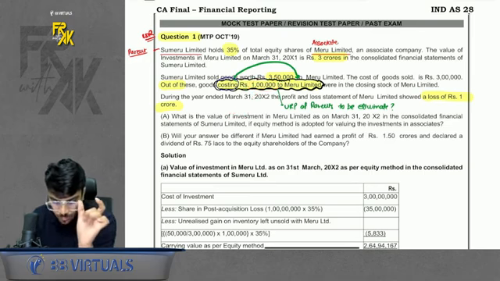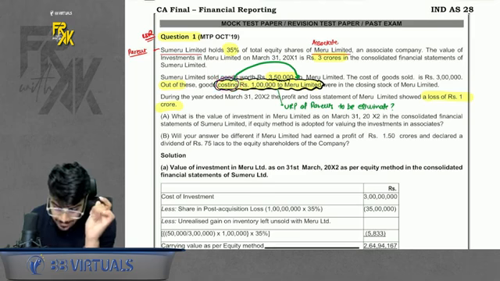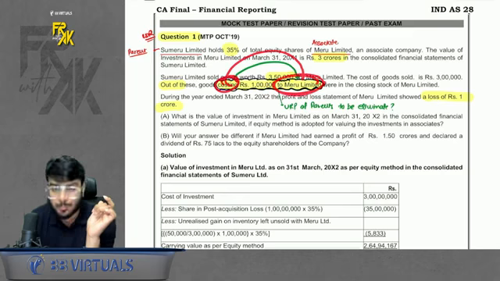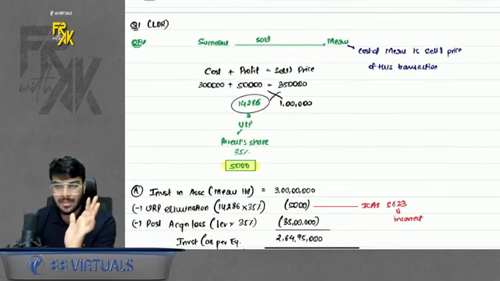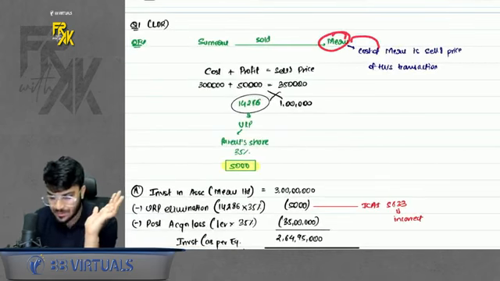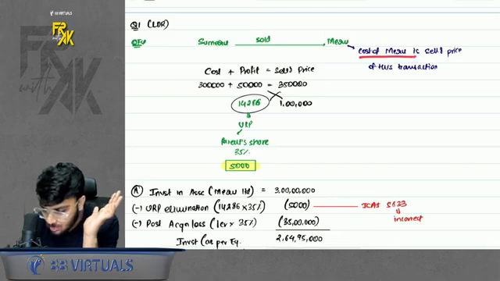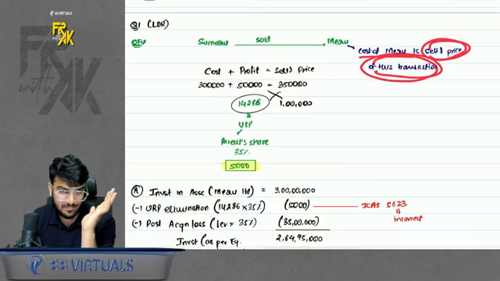So if you see, they have used the word cost. But this cost is from whose point of view? From Meru's point of view. If you can realize one thing, Meru was the purchaser. So cost of Meru is the selling price of this transaction.